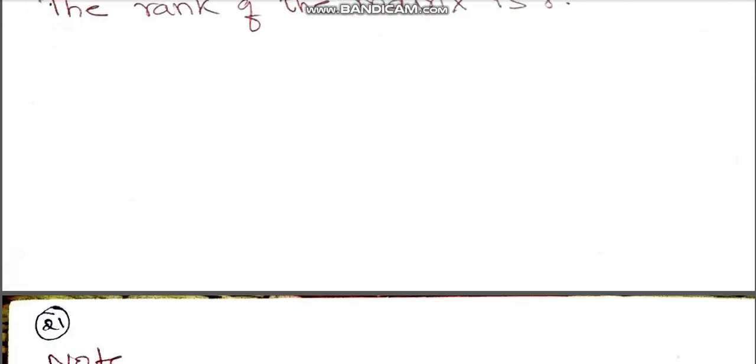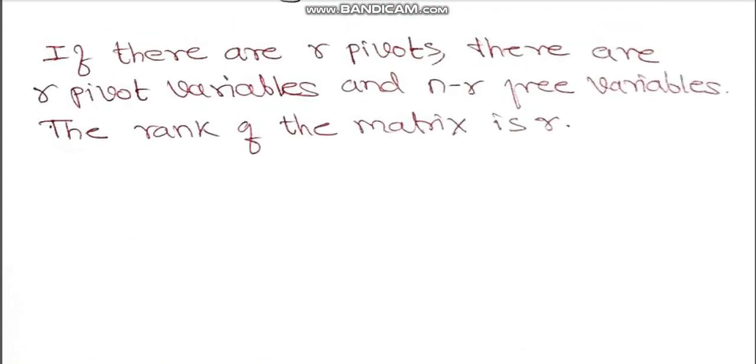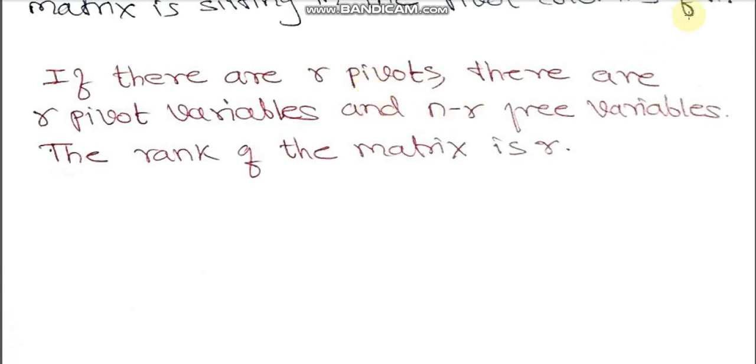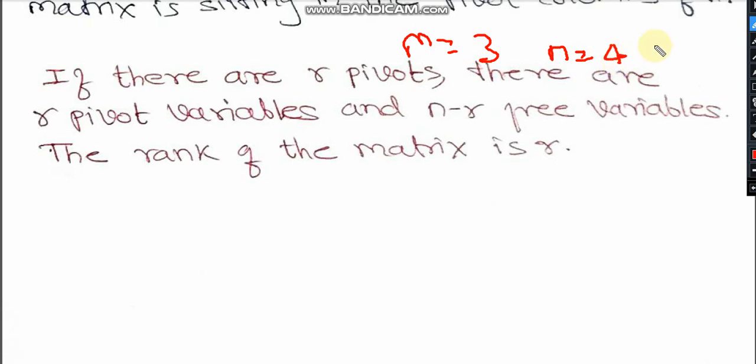And one more thing to be noted is, what is the rank of the matrix? See here in the previous example, what was m? m was equal to 3 and n was equal to 4. How many pivot elements did you have? Pivot elements were equal to 2. If there are r pivot elements, this is your r equal to 2, there are r pivot variables, and n minus r are free variables.